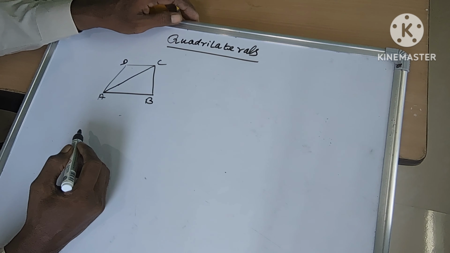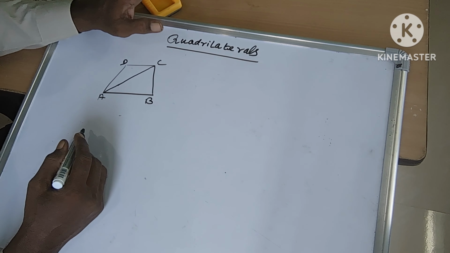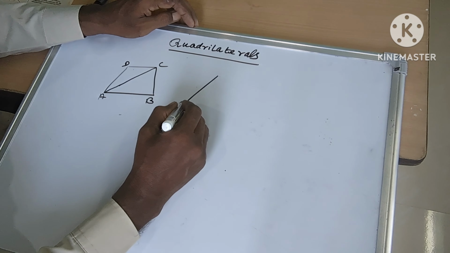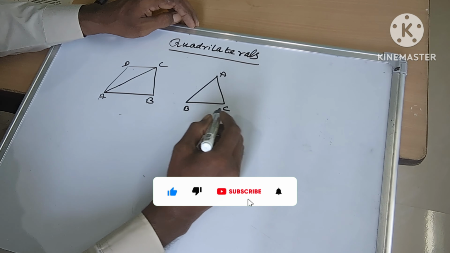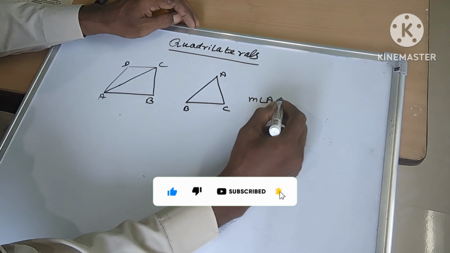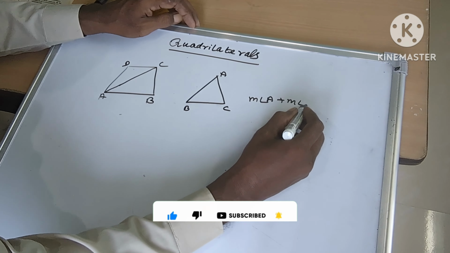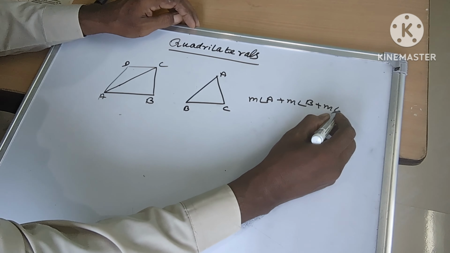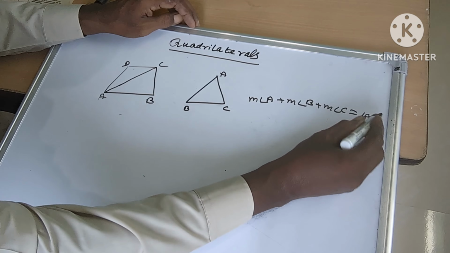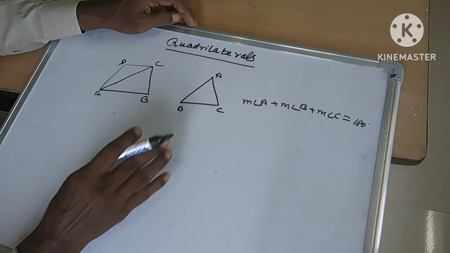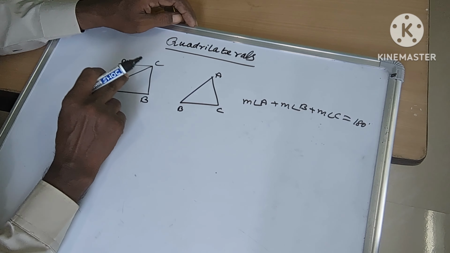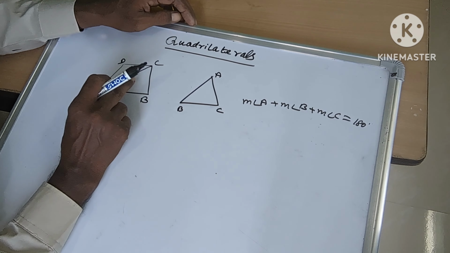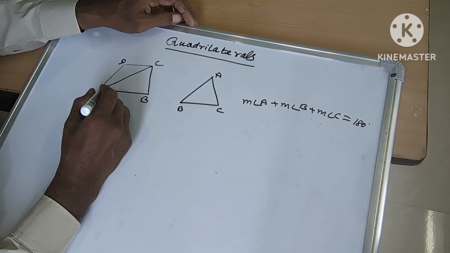So this is a triangle. So we know one result. In a triangle, the sum of the measures of all angles of a triangle is 180. Measure angle A plus measure angle B plus measure angle C is 180. So this is the one result. So here we get two triangles. Each triangle measure is 180, 180, so 360. Now how do we prove this?